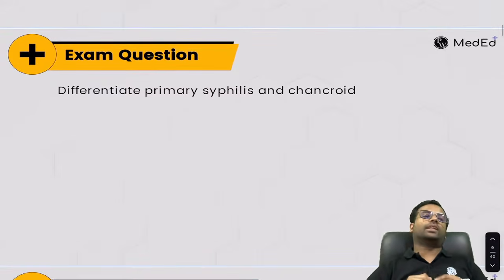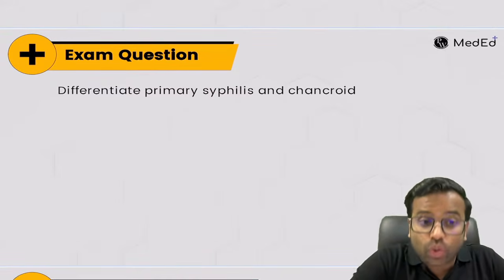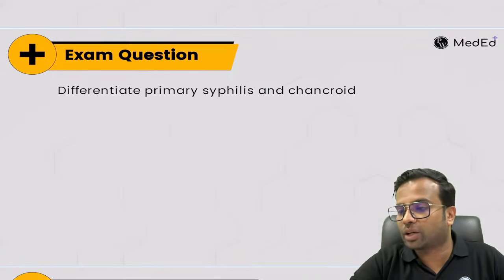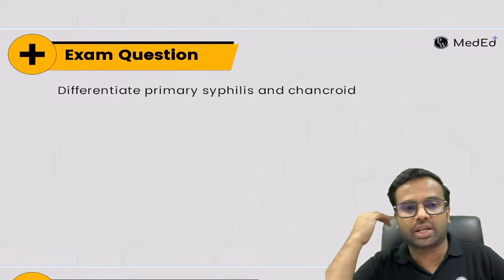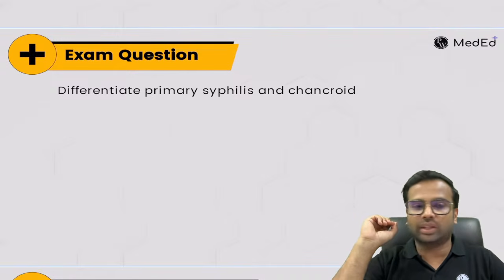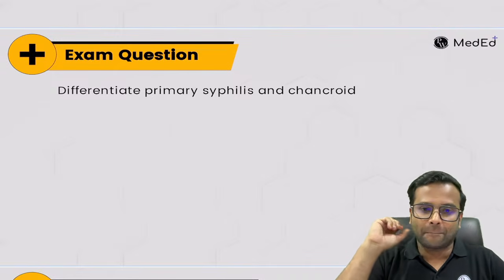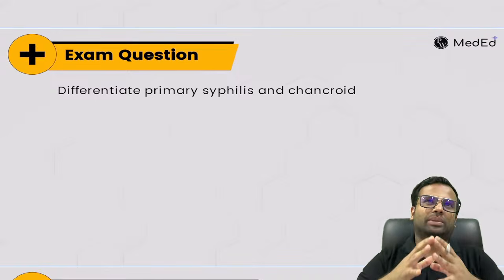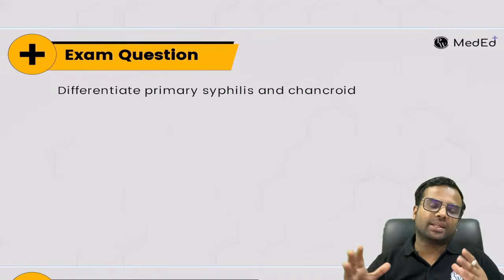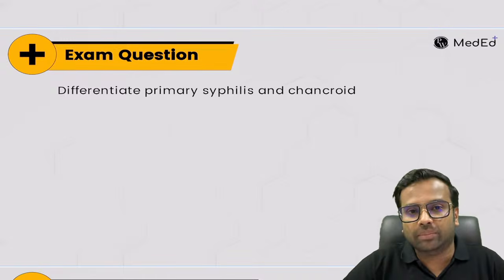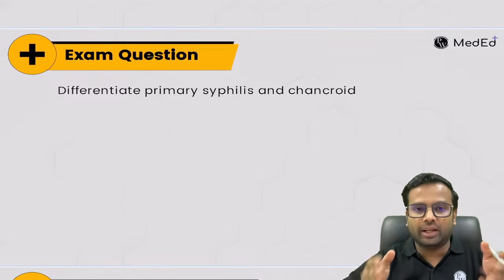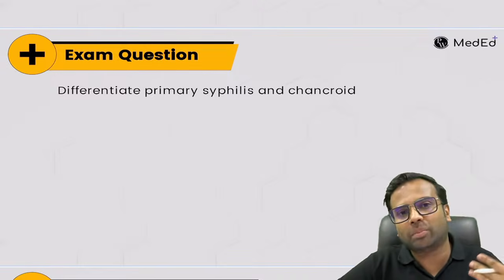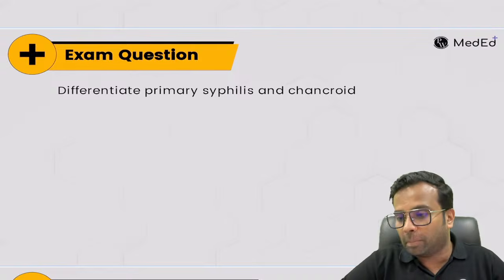So now let's see another question where we are asked to differentiate between primary syphilis and chancroid. Now, how do we differentiate primary syphilis from chancroid? Before we start, whenever you get something like a comparison, it is better to go for a table, right? Making a clean table in the answer sheet and writing down the comparison will be a much easier and better method.